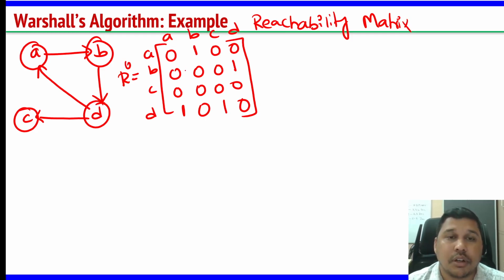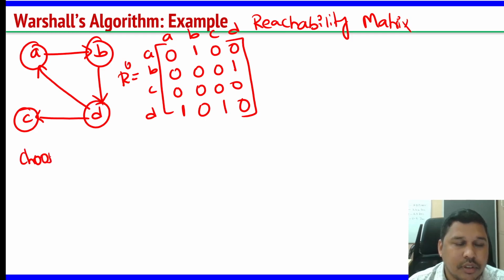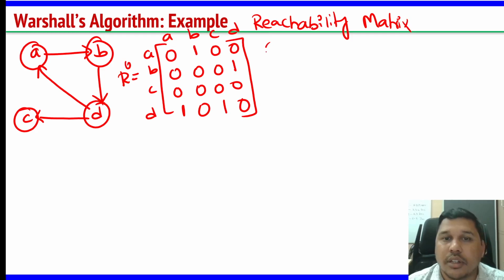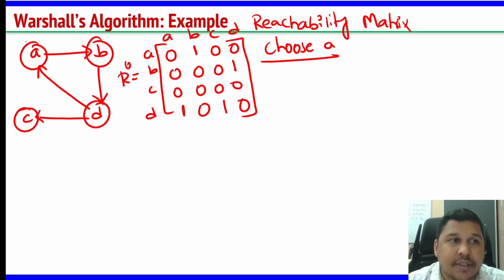So, now the next step is, you have to choose A. First we have to choose A. Just a second. Choose A. Now, what is this point? Using A, can we find out paths for other vertices? Assuming A as the intermediate node, taking A as the intermediate node, can we find, see, is there, just an example you see here. In this example, is there any path from D to B?